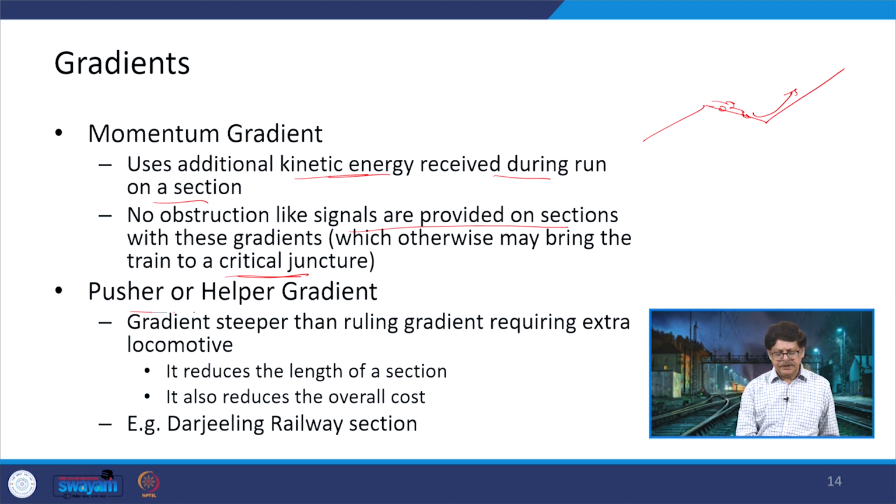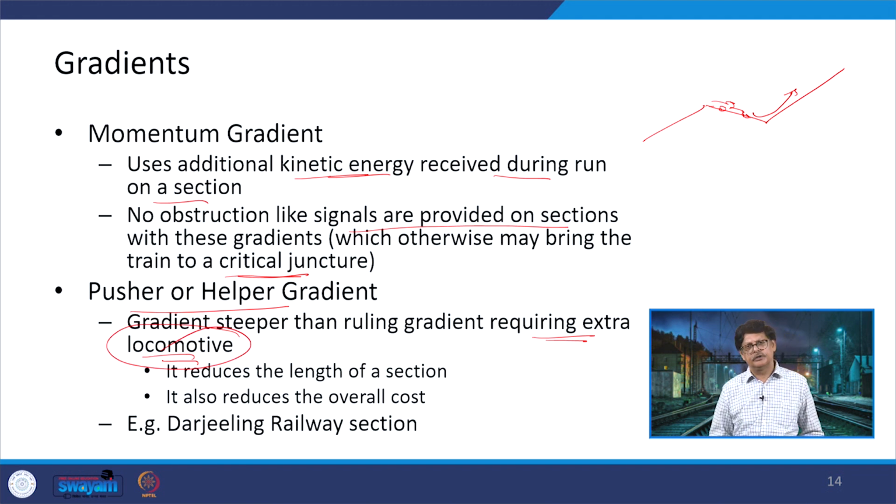The third type of gradient is a pusher or helper gradient. This pusher or helper gradient is steeper and requires an extra locomotive. We talked about how with one locomotive you can have a value of 1 in 100 to 1 in 150, or 1 in 150 to 1 in 200, depending on the particular terrain. But if it is more, we need some more help, and that extra hauling capacity or push can come by bringing in another locomotive.